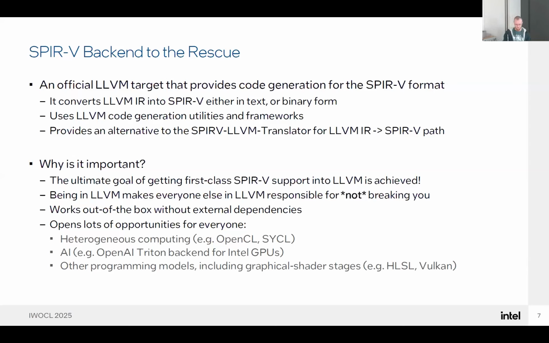Why is it a thing? Our ultimate goal of getting first-class SPIR-V support in LLVM is achieved by that. Being in LLVM brings some benefits, like LLVM folks now should be a little bit more responsible with what they do. We also have a little bit more leverage on them, being part of the project. We could help shift the design of LLVM to better suit SPIR-V needs and the ecosystem needs. And it provides a lot of opportunities for everyone just because it's an out-of-the-box solution already.